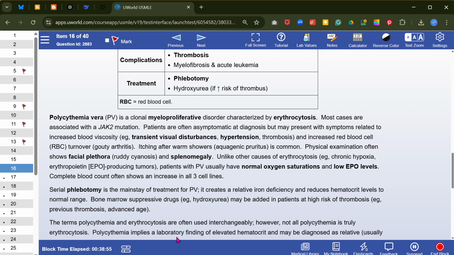Serial phlebotomy is the mainstay of treatment in polycythemia vera. It creates a relative iron deficiency and reduces hematocrit level to normal range. Bone marrow suppressive drugs, such as hydroxyurea, may be added in patients who are at risk of thrombosis, with previous thrombosis, and of advanced age.